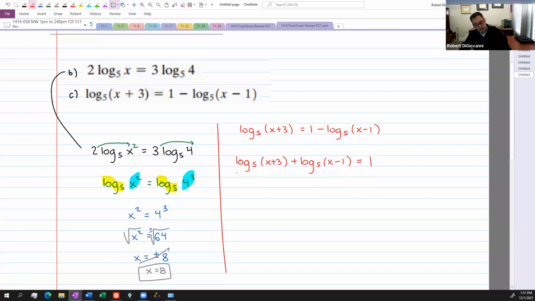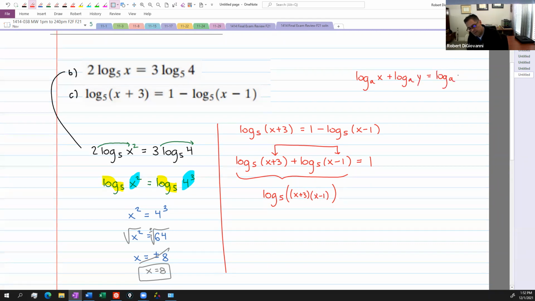And then this is the critical step. We can use a property of logs to condense that into a single log, but inside this log will be these two things multiplied together. I'm using a property that says if you have log base anything of x plus log base anything of y, it turns into a single log base anything of x times y. That's the property I'm using here. And that must be equal to 1. Now what?